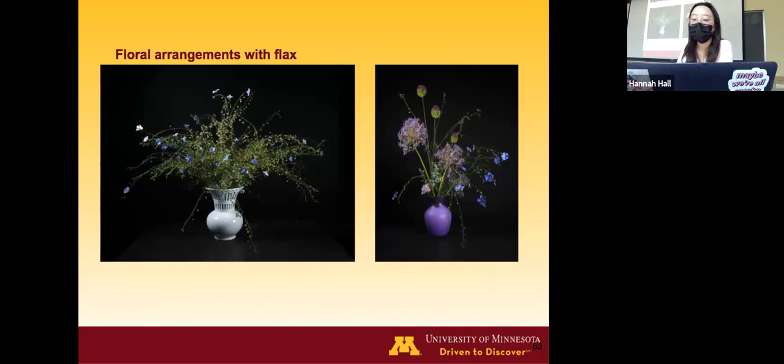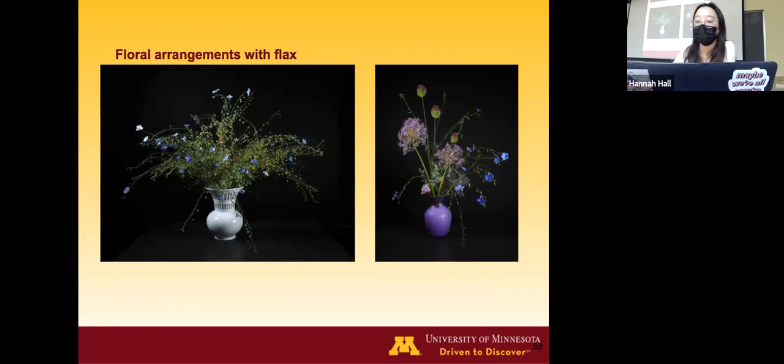So here are some examples of floral arrangements using flax. Both the flowers and the seed pods, or bolls, have ornamental qualities to them. And they all attribute more of a filler flower role and accent a lot of the other larger flowers that are in an arrangement.